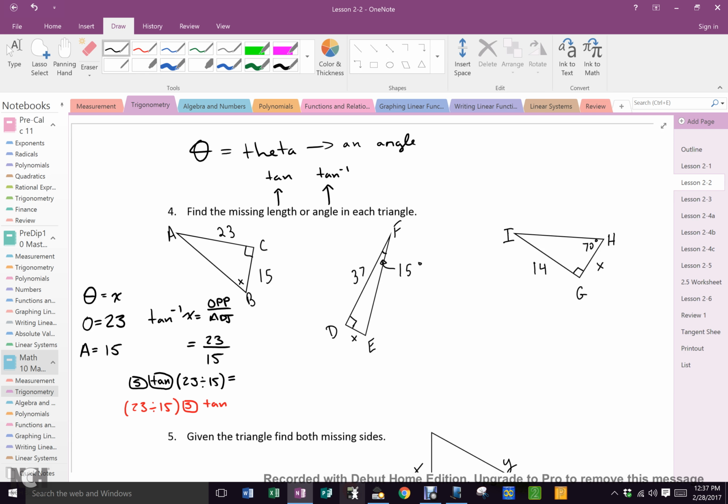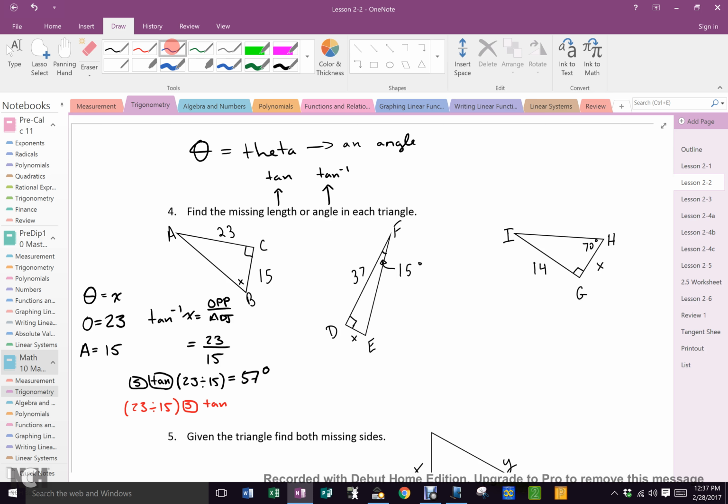I got to check, because I don't know it off by heart. Who would like to tell me an answer here? 57 degrees. Is everybody cool? Okay, this is what you do. If you do this every single time, you cannot get a trig question wrong. It's impossible. Let's go to the next one.